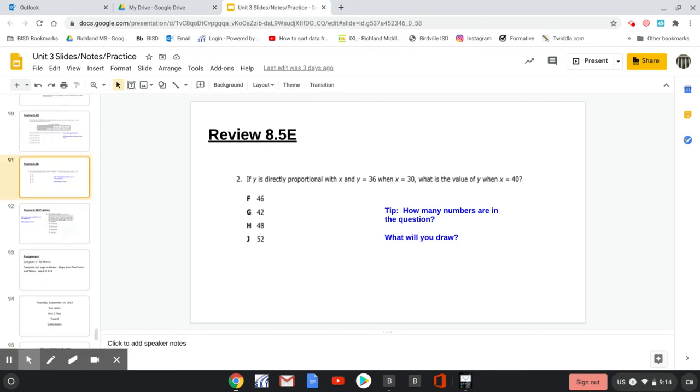If y is directly proportional with x and y equals 36, when x is 30, what is the value of y when x is 40? Well, how many numbers do you see? I see 3. What do you draw? We draw our hashtag. And when y, let's put these in. We know when y is 36, x is 30. And what is the value of y? That's what we're looking for when x is 40.